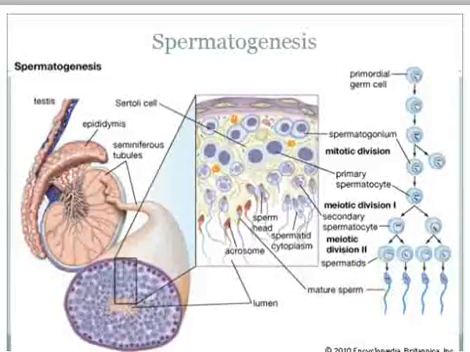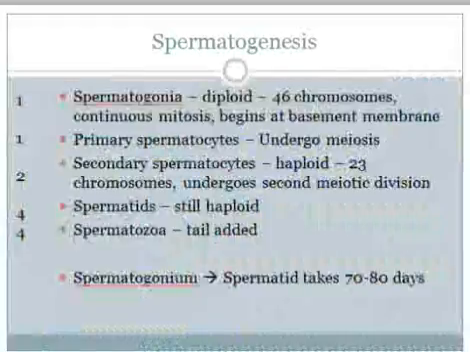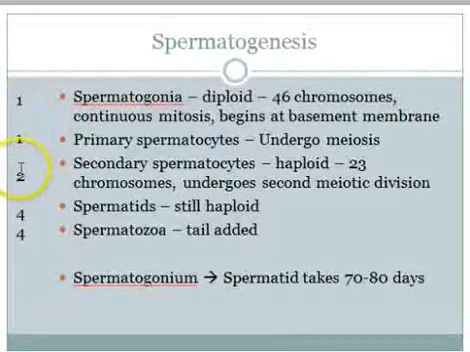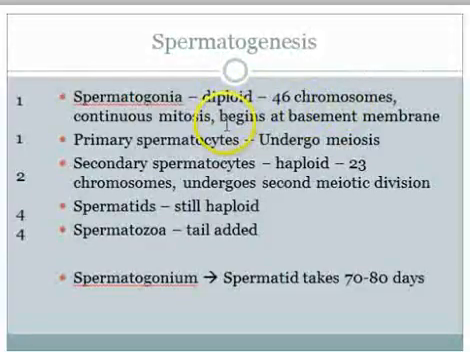So I'm just going to show that to you in one other way here. So we started with our spermatogonia. Here on the left column, I've put how many cells we have. So we start with 1 spermatogonia. It's a diploid cell, which means it has 46 chromosomes. That's complete. And it's just constantly undergoing continuous mitosis, and that's beginning at the basement membrane.